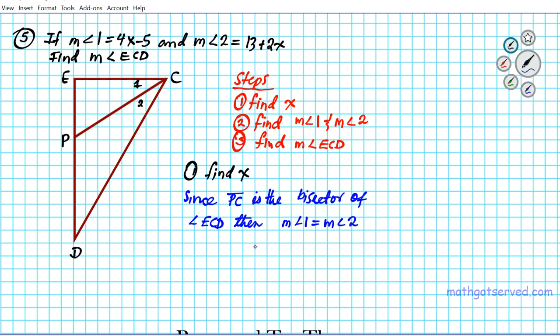Okay, so we can set these two together. We have 4x minus 5 equals 13 plus 2x. Okay, let's go ahead and get x isolated. So we're going to subtract 2x from both sides of the equation. And then we have the minus 5 here. To get rid of that, we add 5 to both sides.